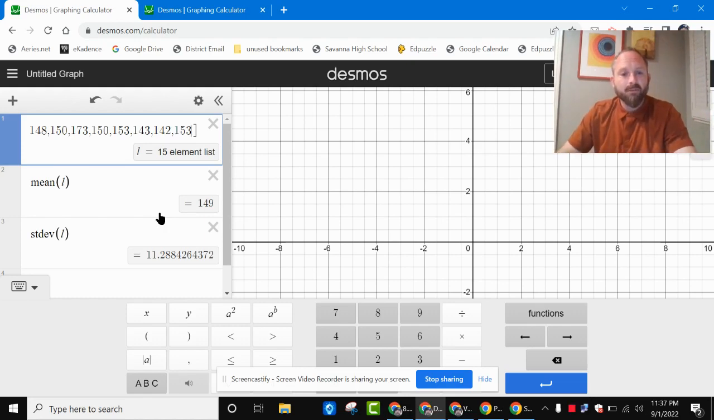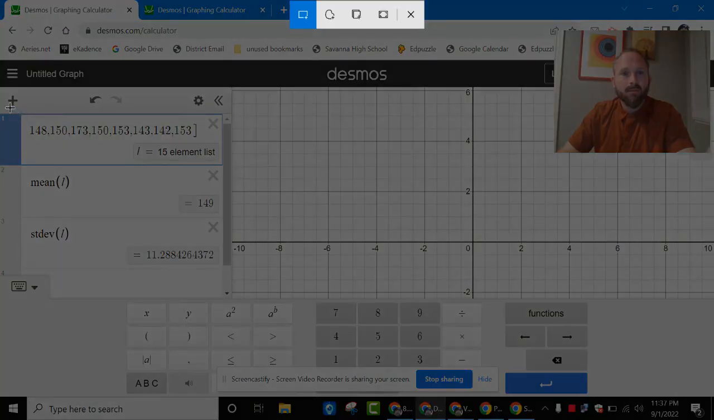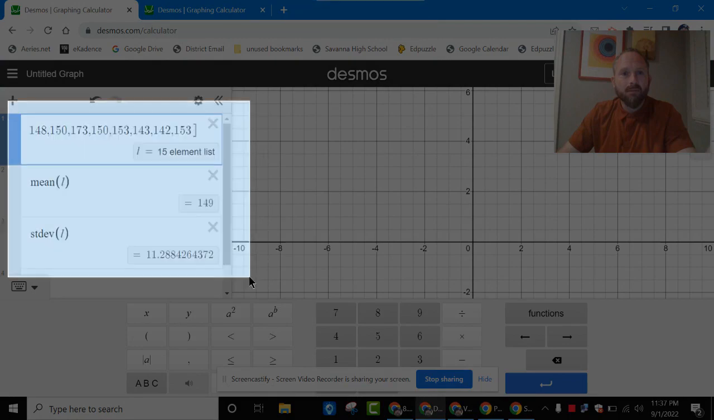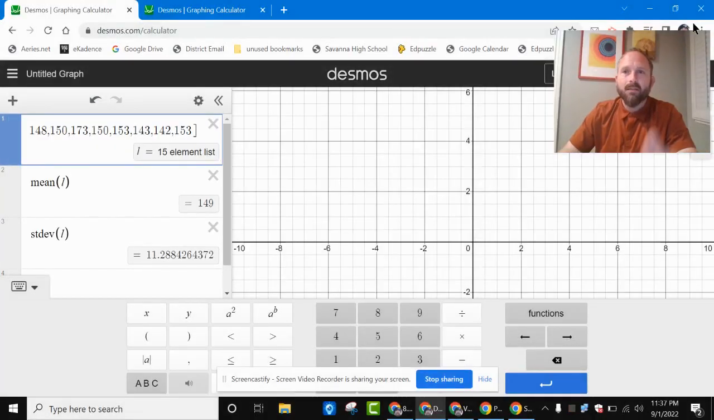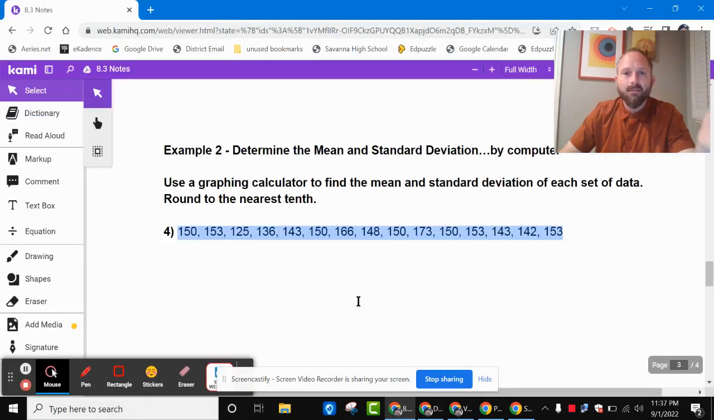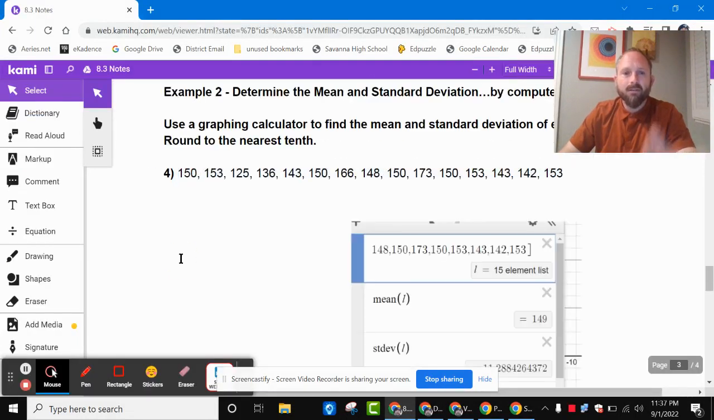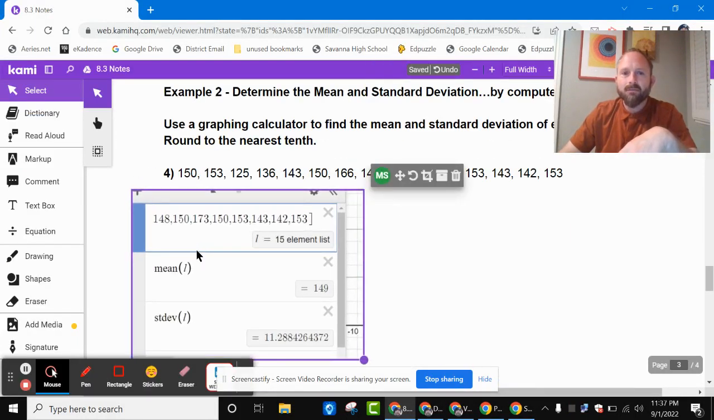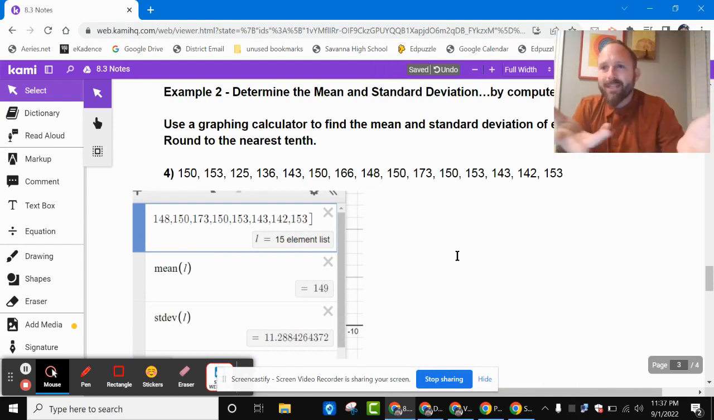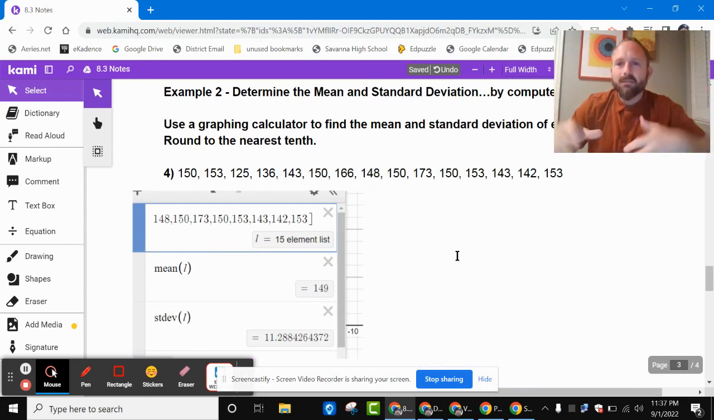So I'm going to copy, paste. Now I just go back. I can put it right here. Ta-da! I don't even have to do any work. It's right there. That's it. Done. So let's go on.